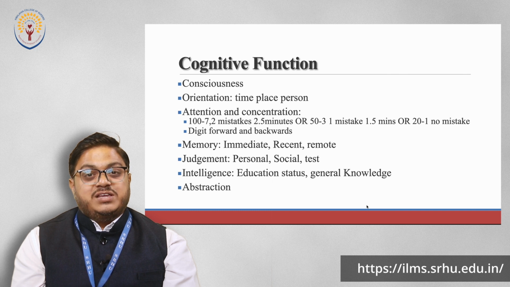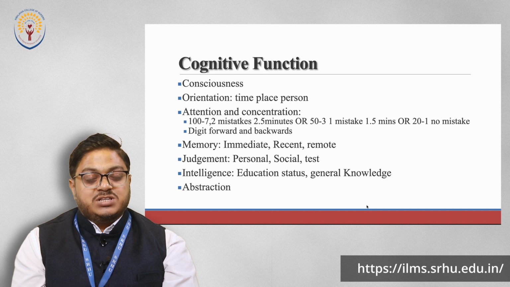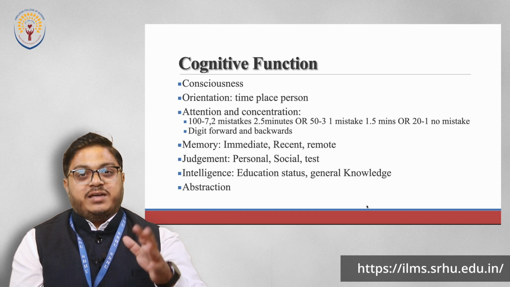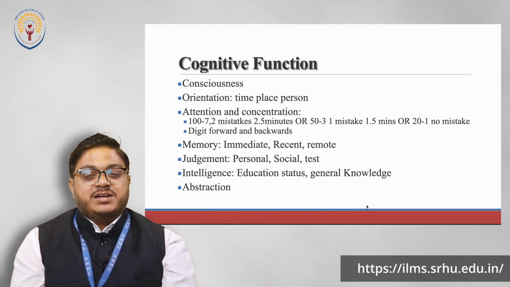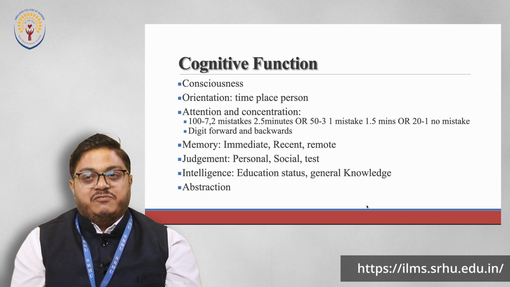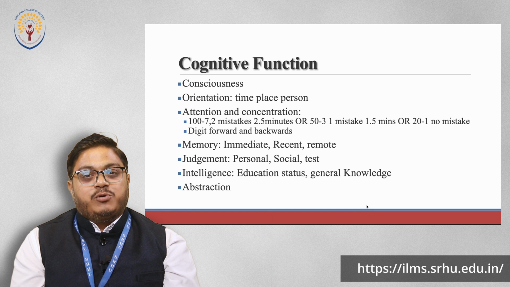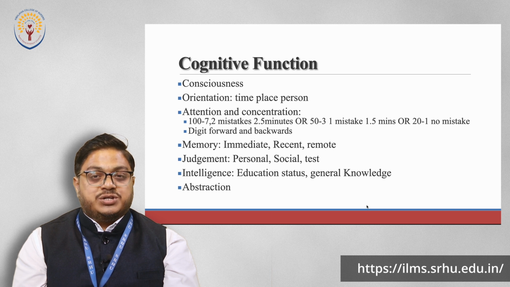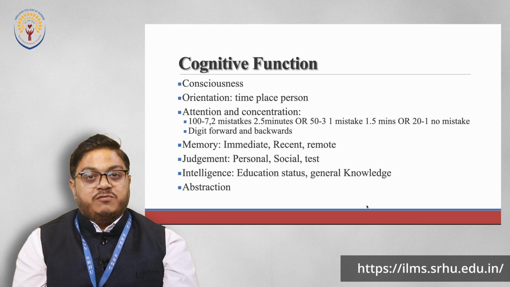Okay, friends, so we have seen judgment. Judgment is also tested in 3 stages, that is personal judgment, social judgment and test judgment. Then we come to intelligence. See, these are all higher mental functions that we are testing. We have tested attention, concentration, orientation, memory, judgment, and now we come to intelligence. Now, intelligence also depends on the educational qualification, so it needs to be tested according to the educational qualification of the individual.